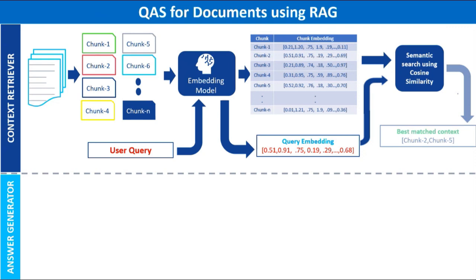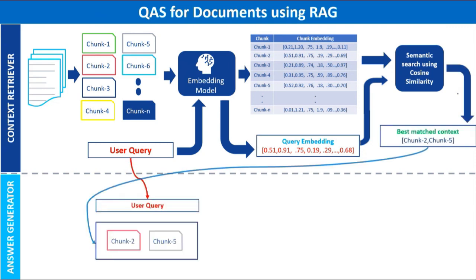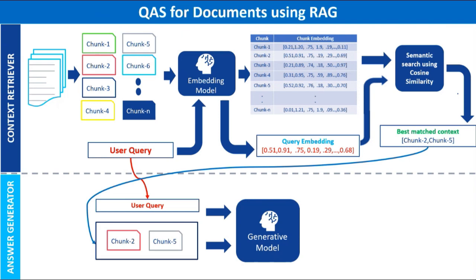Then the final step is answer generation. The user query and the best matching chunks are forwarded to a generative model. The generative model is instructed through prompt engineering to produce the final result. Ultimately, the question answering system seamlessly integrates user queries and the most relevant contexts, employing a generative model to craft precise and contextually appropriate answers.